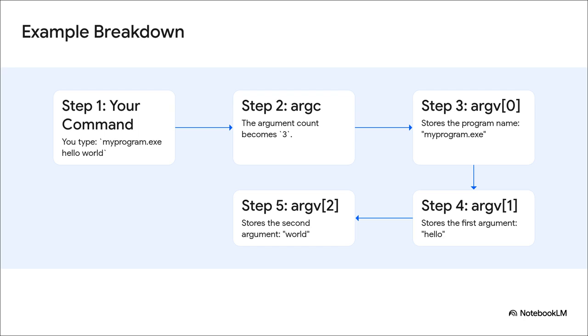Then the argv array gets filled up. And here's a really important detail. The program's own name, myprogram.exe, is always the very first thing in the list, at argv[0]. Then the next word, hello, goes into argv[1], and world lands in argv[2]. It's a simple, predictable system every single time.